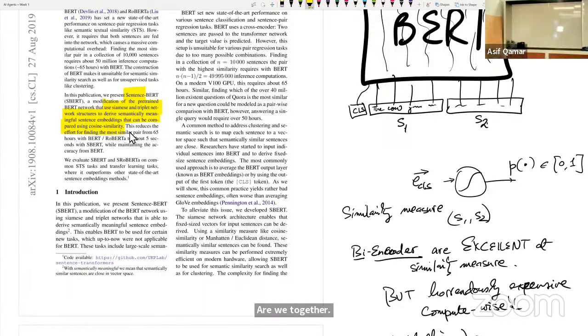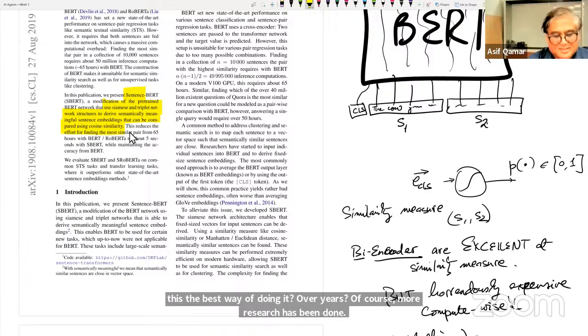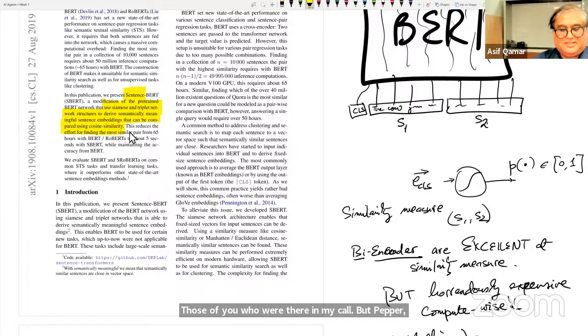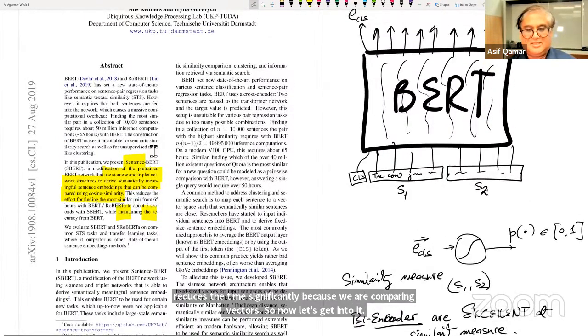Now, is this the best way of doing it? Over the years, of course, more research has been done. Those of you who were there in my ColBERT paper reading know that there are ways to improve this, but we'll leave it here. It reduces the time significantly because you're comparing vectors. So now let's get into it. I won't go into that a little bit.